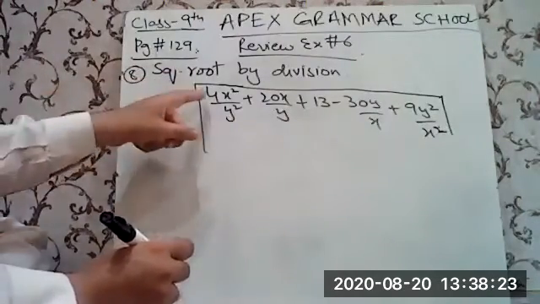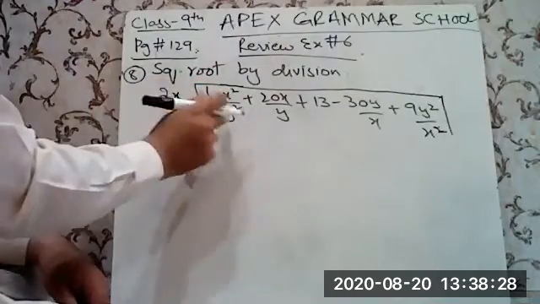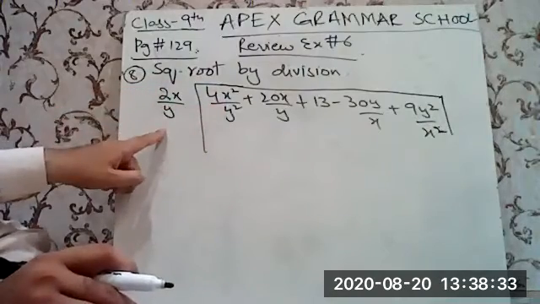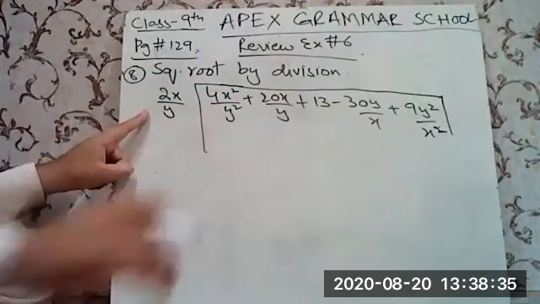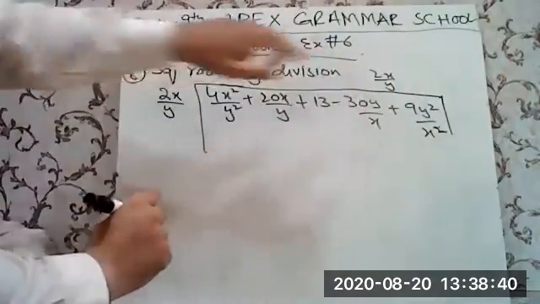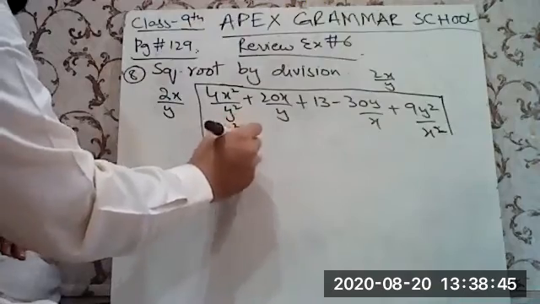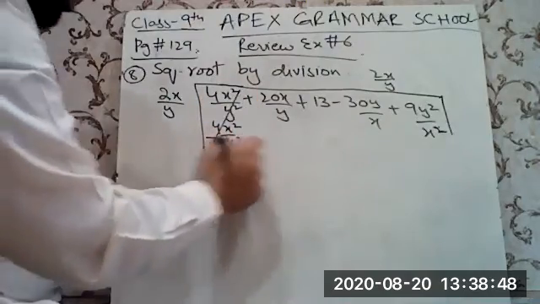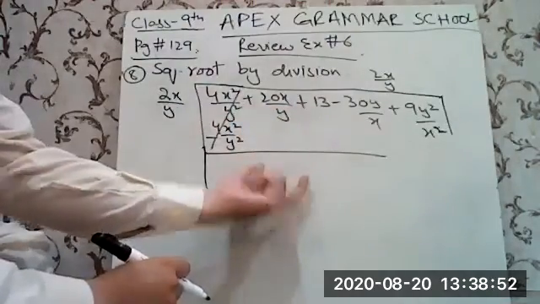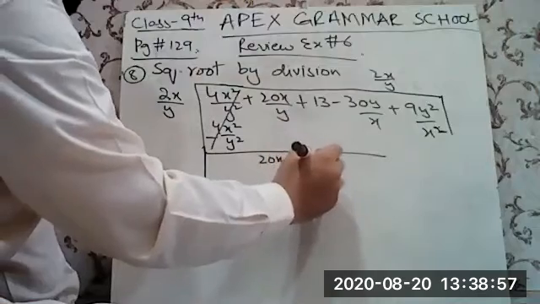What will be the square root of 4? That is 2. What will be the square root of x square? That is x. What will be the square root of y square? That is y. So the square root of 4x square over y square will be 2x over y. So you need to write here 2x over y. Again you need to write here 2x over y. So 2x over y multiplied by 2x over y makes 4x square over y square, negative sign cancel. Now you need to bring down the other two terms, 20x over y plus 13.